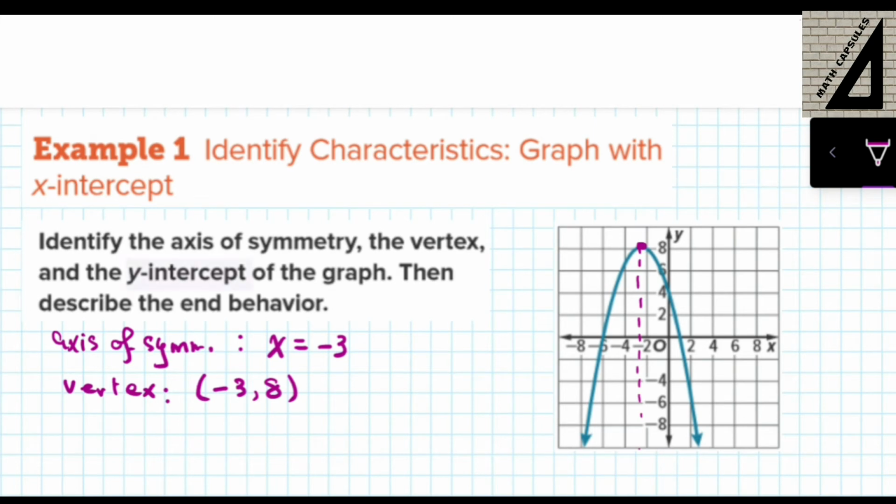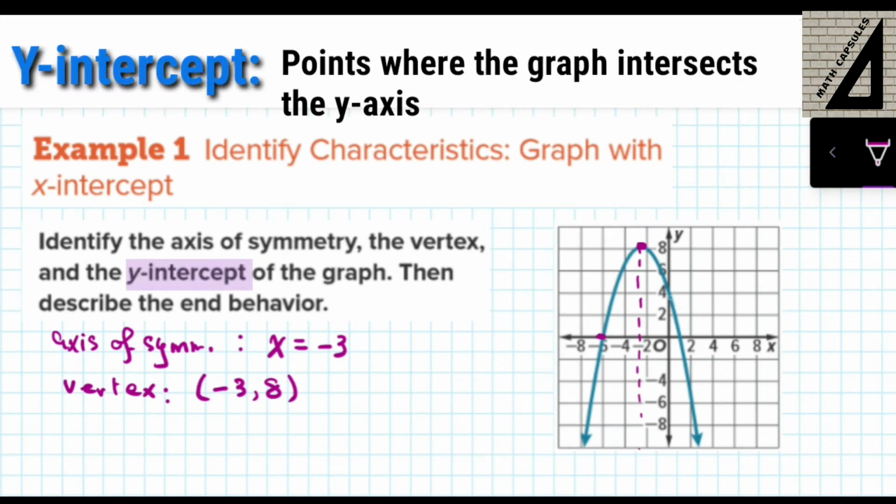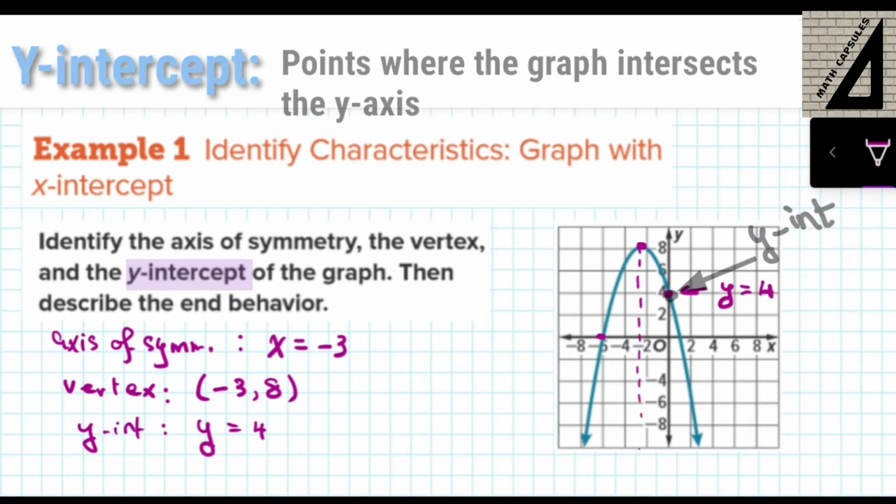The y-intercepts of the graph, of course, the y-intercepts are the points where the graph intersects the y-axis. So the y-intercept here is at y equals 4, and this is the y-intercept. So the y-intercept is at y equals 4.